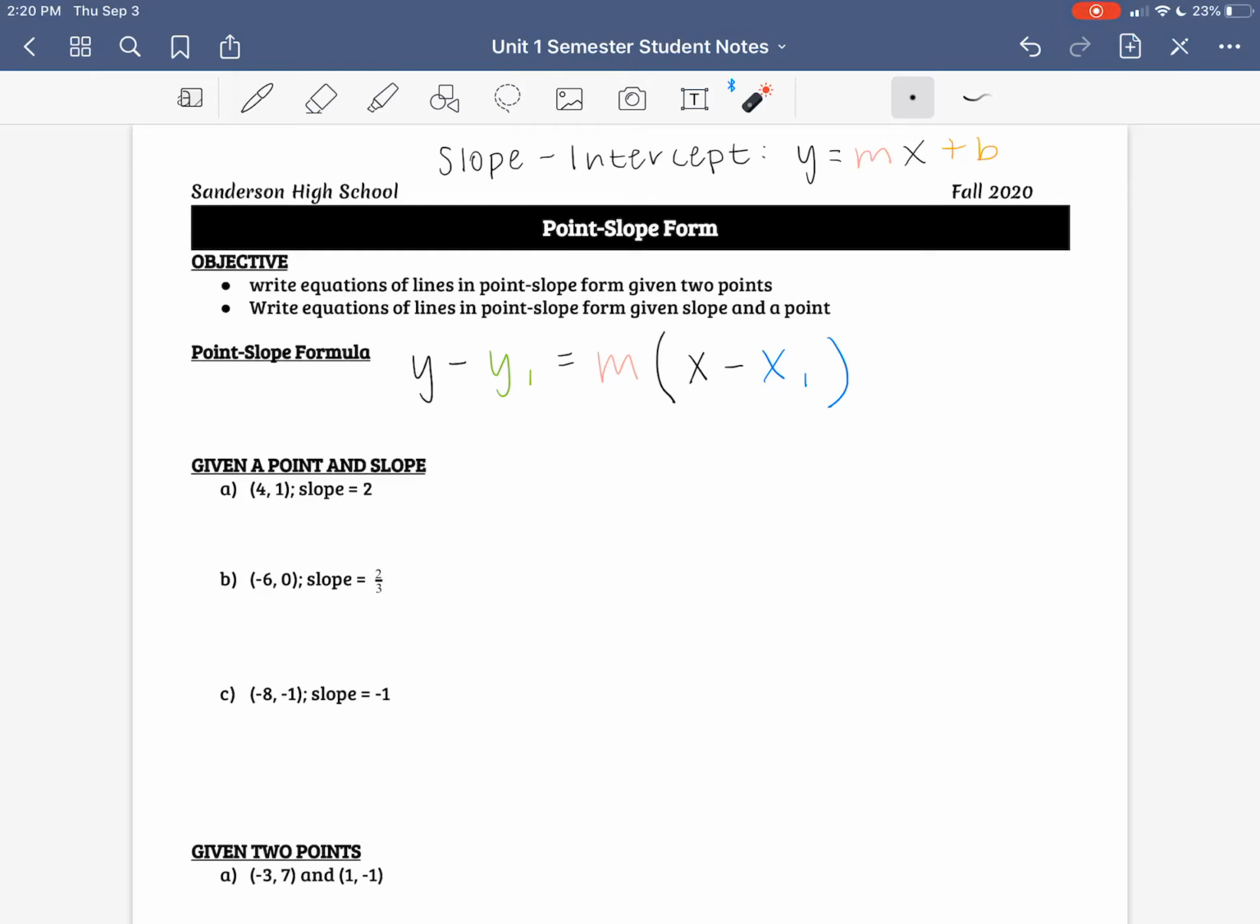These equations don't have to be simplified a ton. You can leave the parentheses. In fact, if you did distribute them, you would be getting the slope-intercept equation eventually. So you can do that, but you don't need to when asked to write an equation in point-slope form.